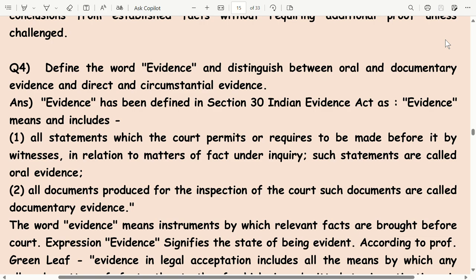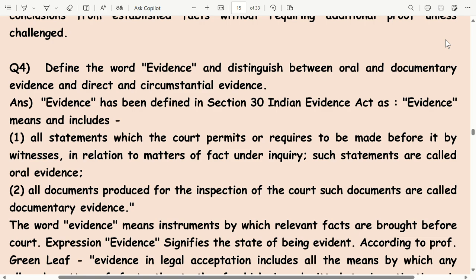Define the word evidence and distinguish between oral evidence and documentary evidence, direct evidence and circumstantial evidence. Evidence means and includes all statements which the court permits or requires to be made before it by witnesses in relation to matters of fact under inquiry. Such statements are called oral evidence. All documents produced for the inspection of the court are called documentary evidence.